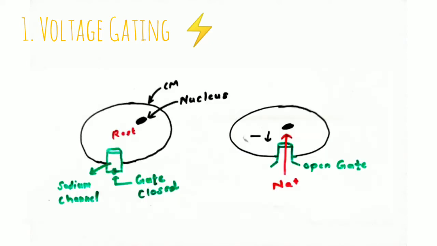For the sodium channel, the gate is present at the end of the channel, at the outer end to be specific. When the cell is at rest, the outer opening is closed by the gate. And when the cell inside gets less negative, the gate opens and sodium enters the cell, meaning sodium influx occurs.